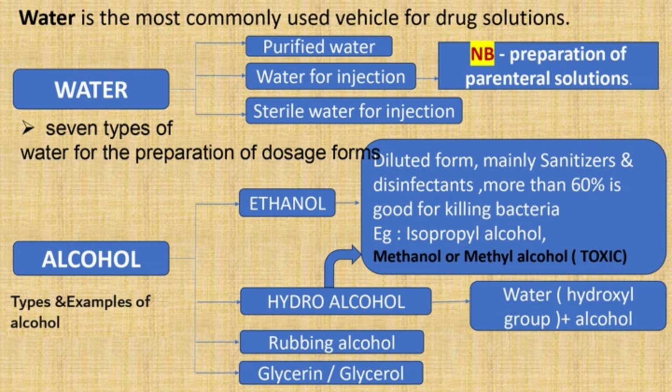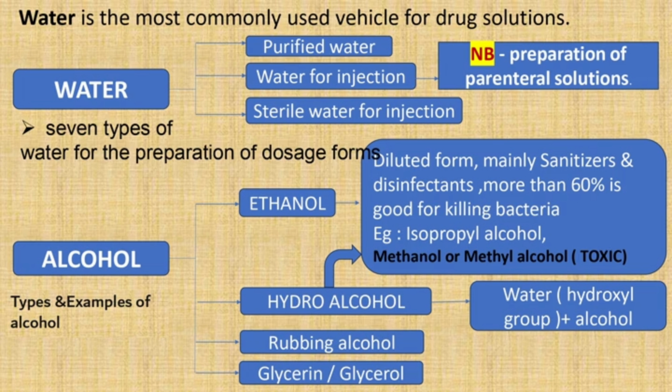Two examples I mentioned here: isopropyl alcohol, and methanol or methyl alcohol, which is the more toxic form. Then glycerin, everybody knows the purpose: it's mainly used for moisturizing. Rubbing alcohol is also mentioned here. These are the common alcohol types and examples.